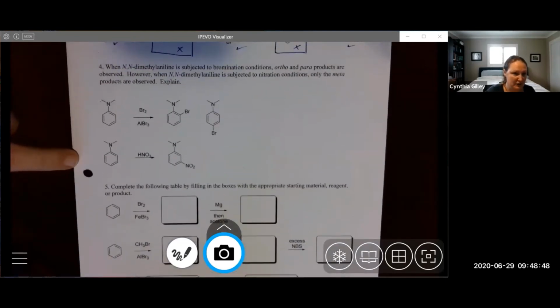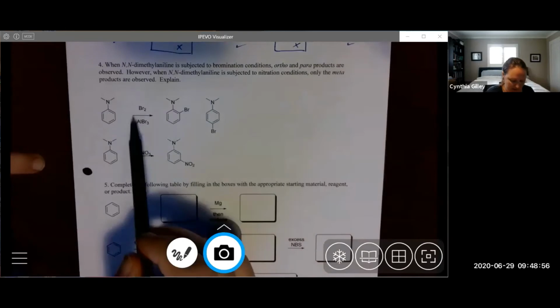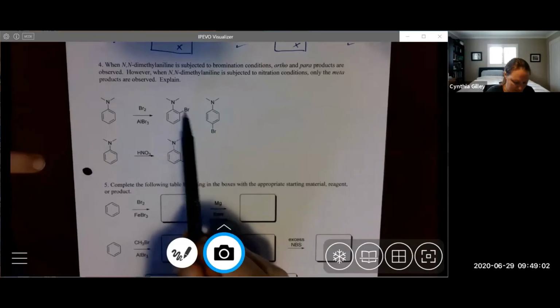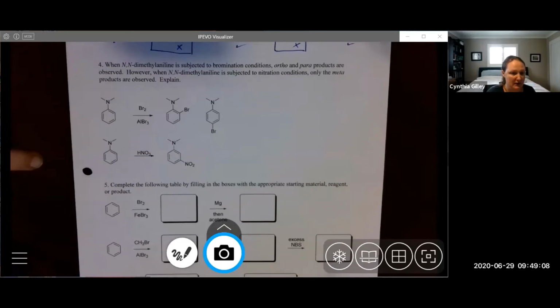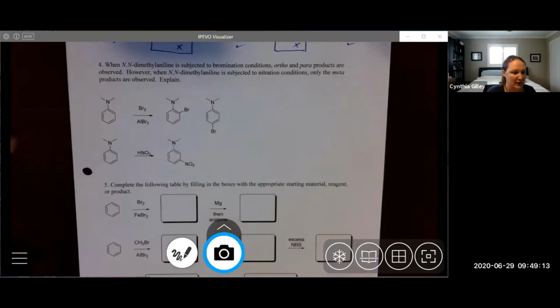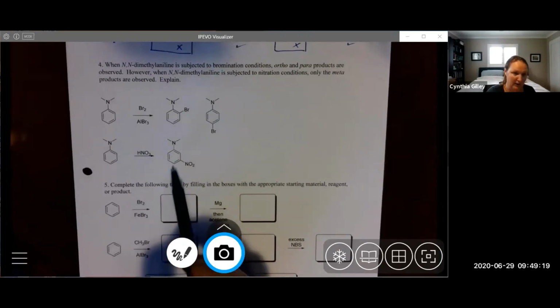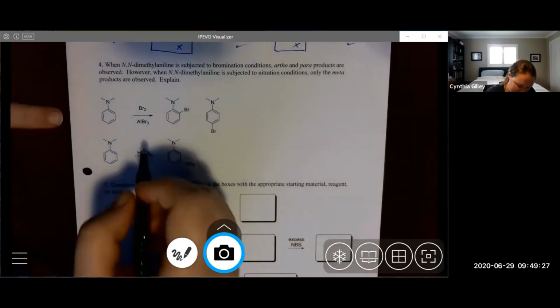Let's look at the next question, which talks about the fact that dimethylaniline is able to undergo electrophilic aromatic bromination. And you get, as expected, a mixture of ortho and para products because the dimethylamino group is a strong activator and ortho para director. But that same group that's typically a strong activator and ortho para director somehow doesn't direct the incoming nitro group into a para or ortho position. Instead, it goes to a meta position. So the explanation for that is actually looking at the reagent.